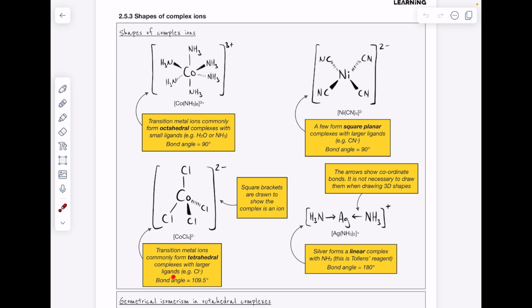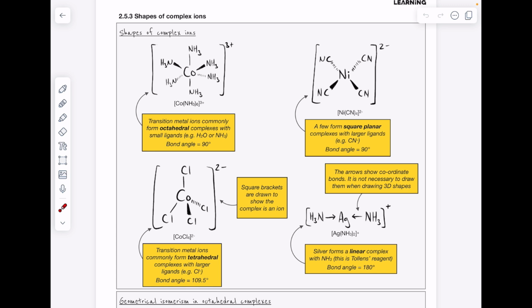With larger ligands, you commonly get a tetrahedral complex with the transition metal ion present in the middle. You have your 4 ligands around the edge. This time you've got your chloride ion, which is a larger ligand when compared with water and ammonia. You'd expect your typical tetrahedral bond angle of 109.5.